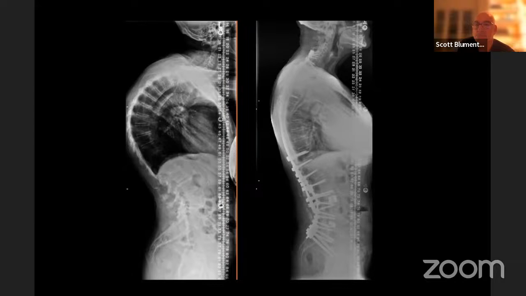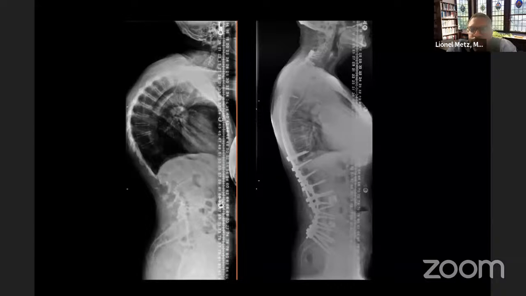And so I don't know where that inflection point or tipping point is, but maybe studies can help us figure that out. But I think it's probably an individual decision. It depends on what they like to do with their life. If they like to dance, if they like to swim, there's certain things that they're not going to be able to do 100% if we fuse them C2 to pelvis.